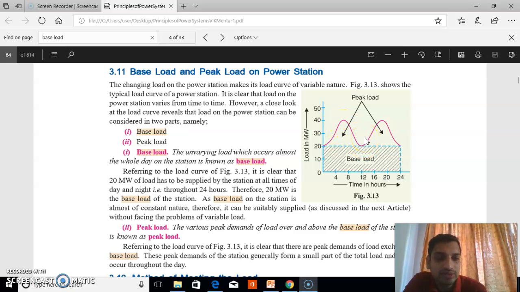So that is the difference between base load and peak load. Base load is the minimum load requirement throughout the day. Peak load is the variable load above the base load. In this figure, 20 megawatt is the base load, and above the 20 megawatt, that is the peak load. And how we meet the peak and base load using a hydrothermal station, I will explain that.